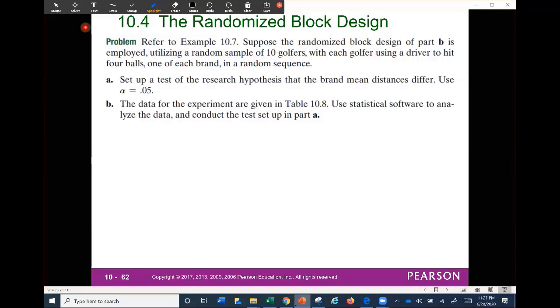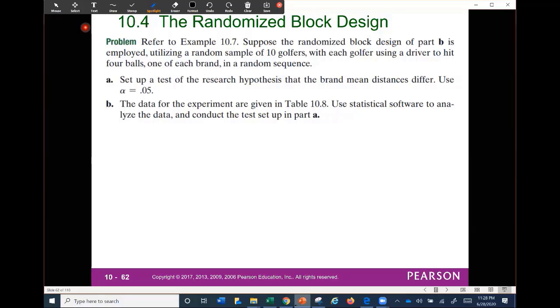This design is a little different. The main objective of a block design is to reduce the effect of the variability of all the different golfers when they hit those balls. In this problem, we want to study how the distance that each ball reaches is affected only by the brand. We try to minimize the effect of any other factor that could affect the distance. When we use the robot, the robot actually minimizes the other factors. But here we have to use different golfers.